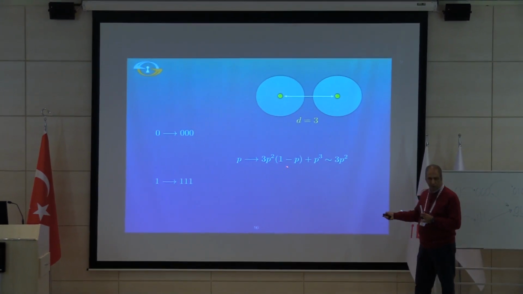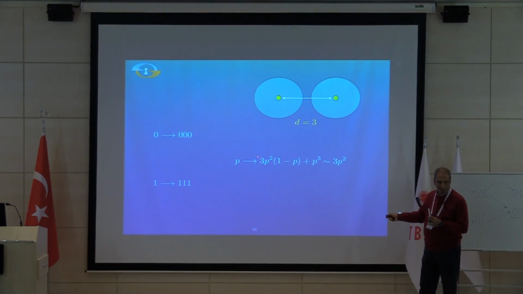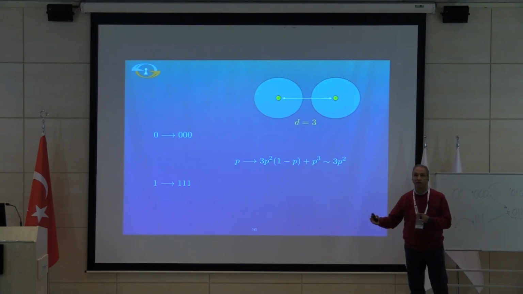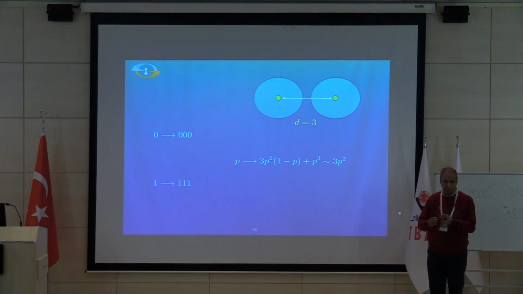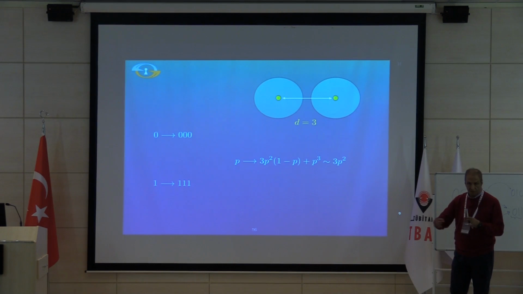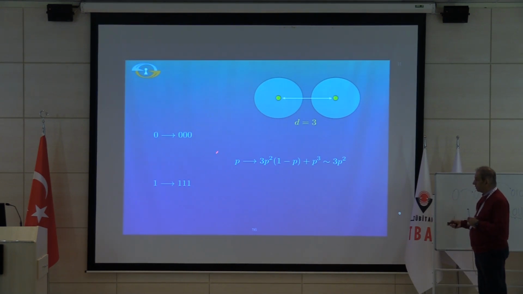What is 1 minus p? The rest of the probability. Exactly, the probability of not being flipped. And what about this 3? Yes, the location of the bit flips. So, this is the probability of error of this new encoding, which is almost 3p squared.